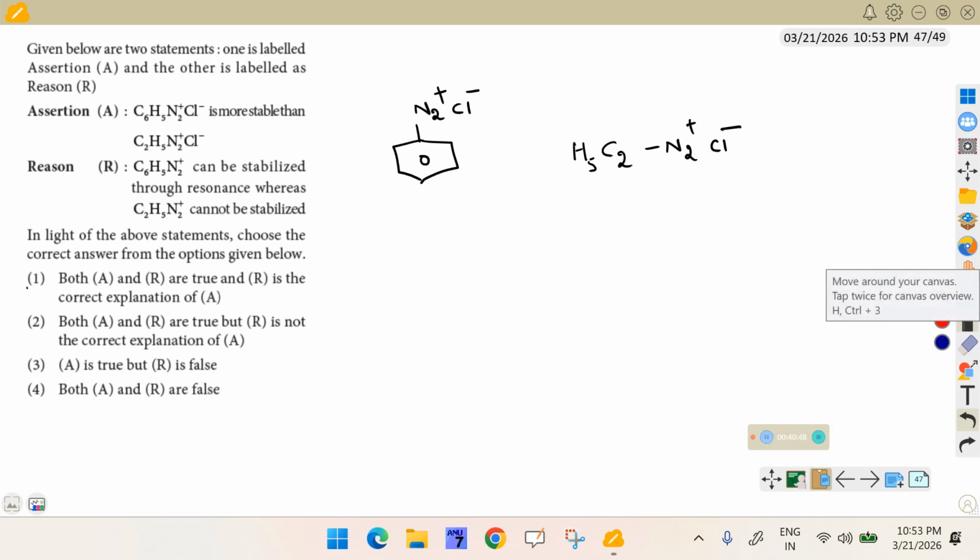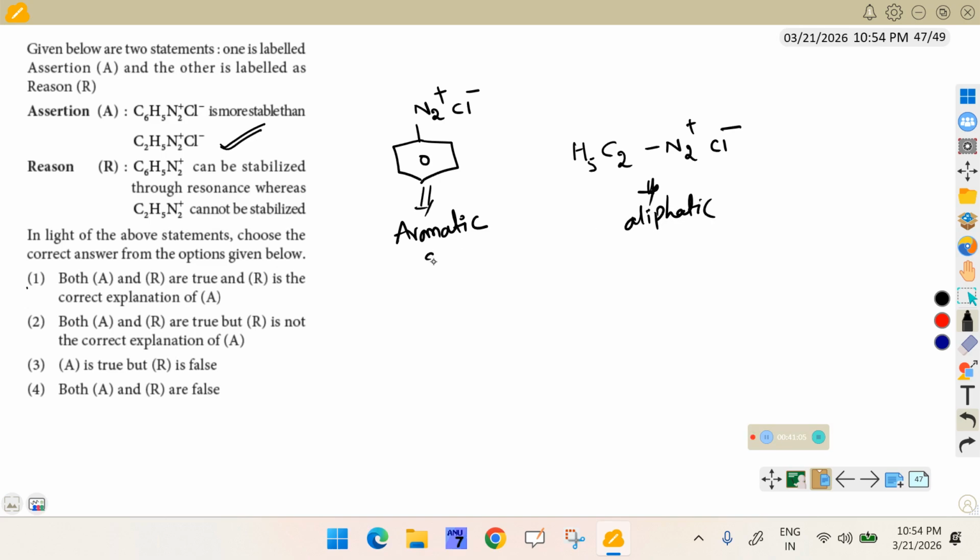C6H5N2Cl is more stable than C2H5N2Cl. Correct. Why? C6H5N2Cl is an aromatic diazonium salt. This is an aliphatic diazonium salt. In aromatic diazonium salts, resonance is possible. Resonance is present, stability increases. Based on that, C6H5N2+ can be stabilized through resonance, whereas C2H5N2+ cannot be stabilized by resonance. A is true, R is true, R is the correct explanation of A.